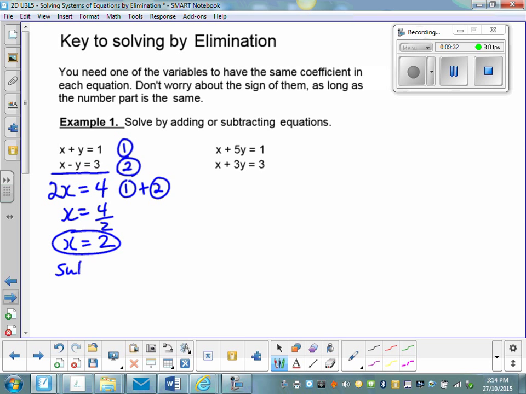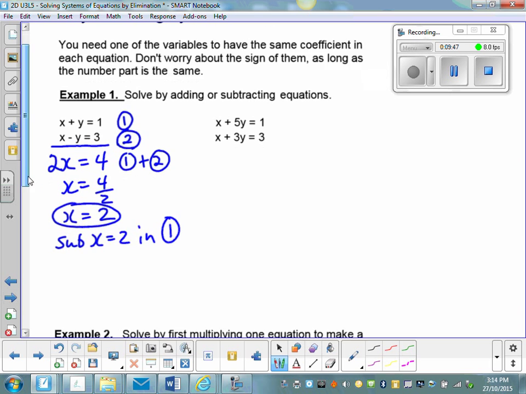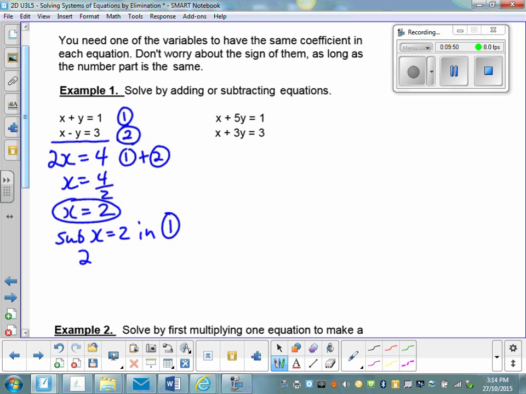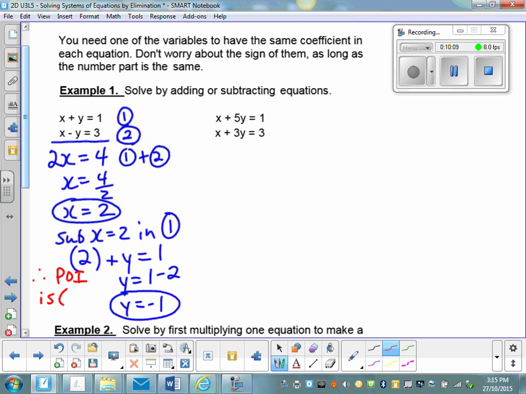And then we sub x equals 2 into, and we've got options there. I'm going to plug it into equation 1. I'm going to have 2 plus y equals 1. Y equals 1, subtract 2. Y equals -1. So therefore, point of intersection is 2, -1.